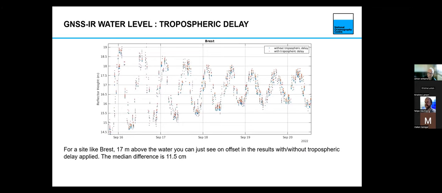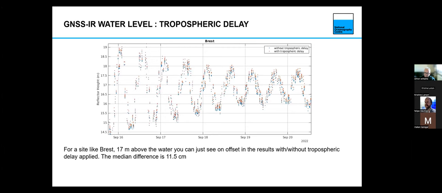This is the site, like Brest, which is more normal. So this is centimeters above the water. And if you look, the blue is without the tropospheric delay, and the orange is with the tropospheric delay accounted for. And you see there's an offset in the results of around 11.5 centimeters.